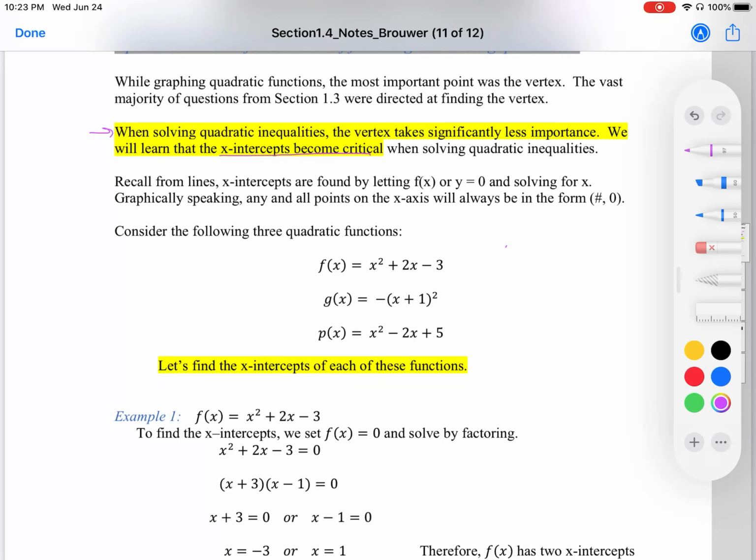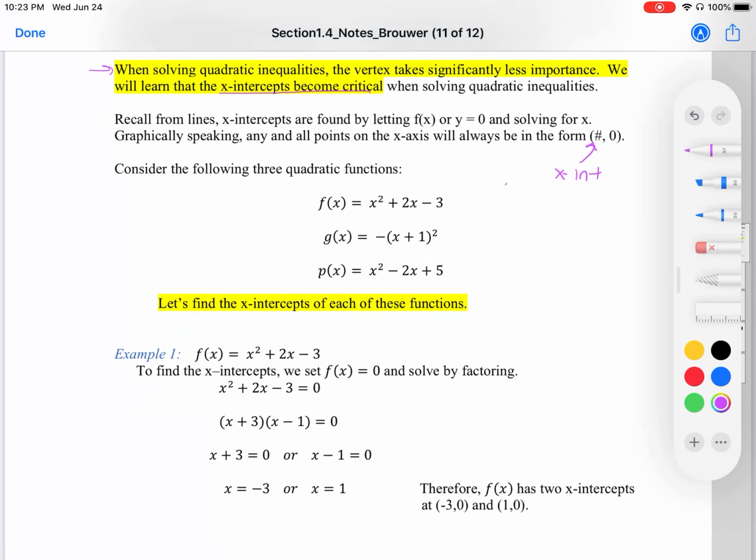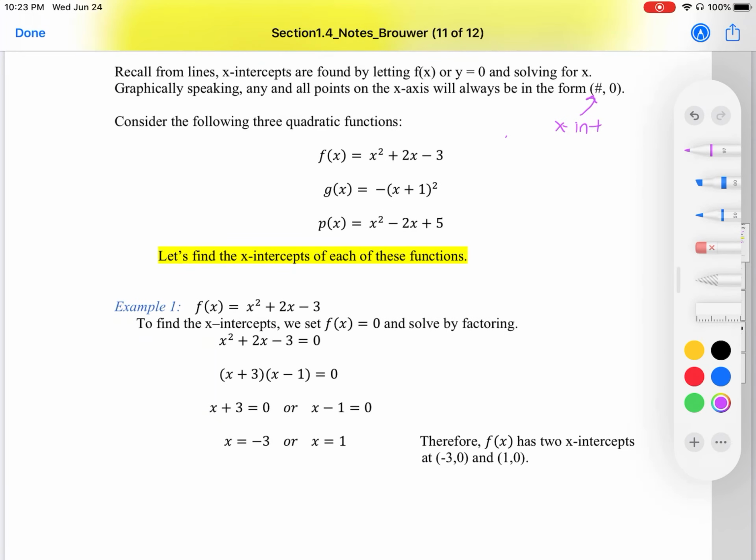When solving quadratic inequalities, recall from lines, x-intercepts are found by letting f(x) or y equal 0 and solving for x. Graphically speaking, all points on the x-axis will always be in the form of a number, comma 0. Whatever number that is, it's your x-intercept. Consider the following 3 quadratic equations. Let's find the x-intercepts of each of these functions.